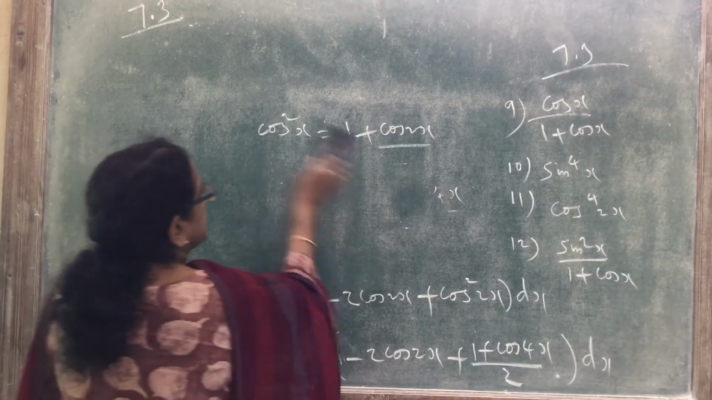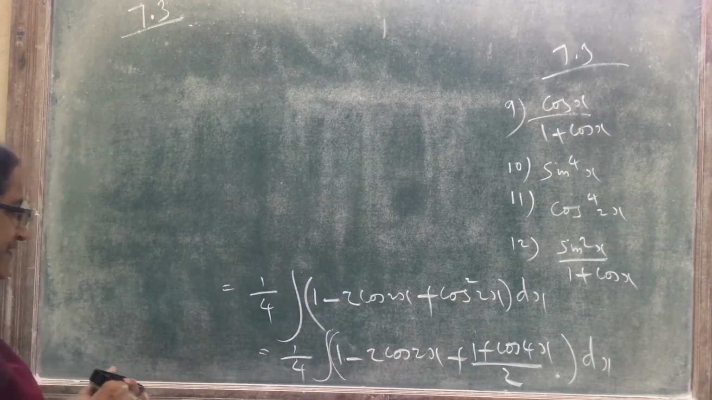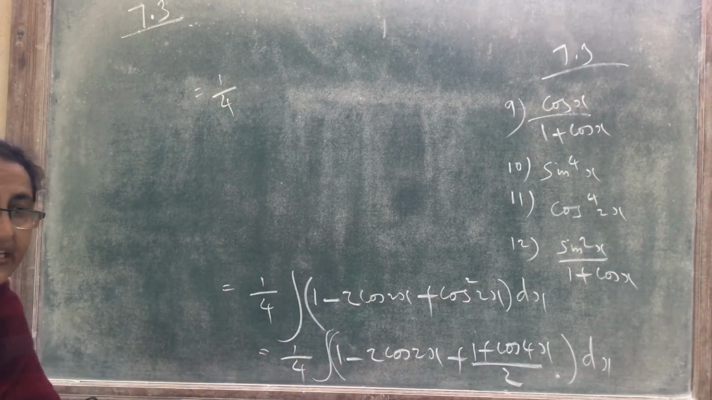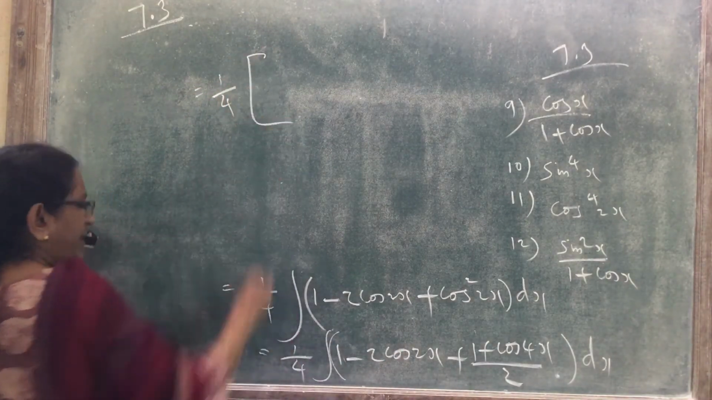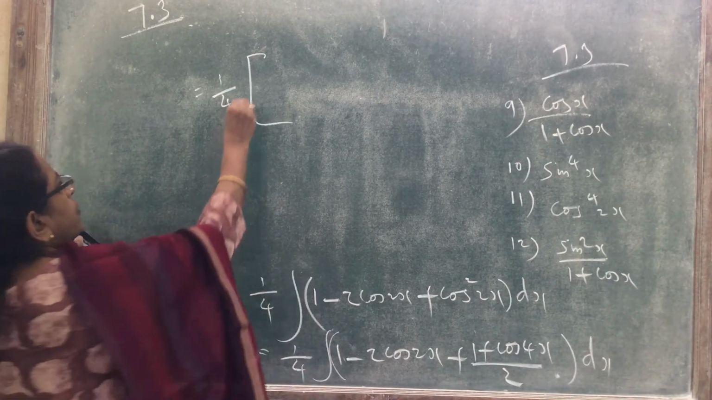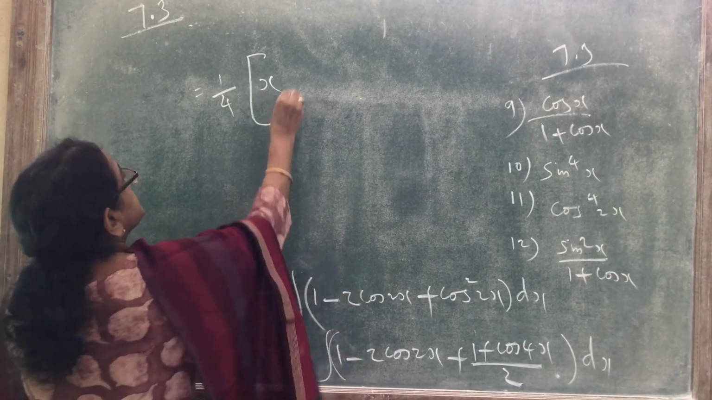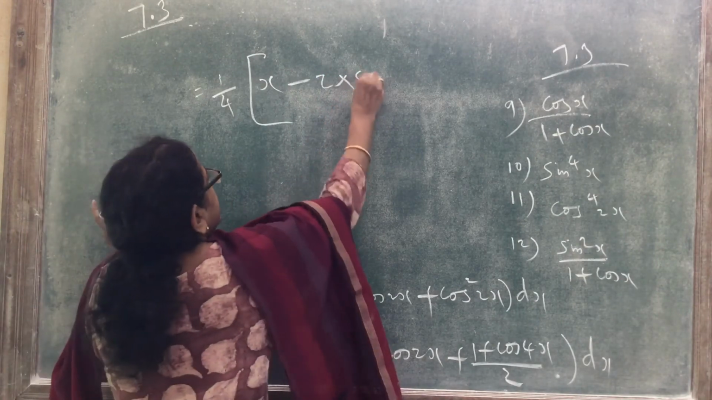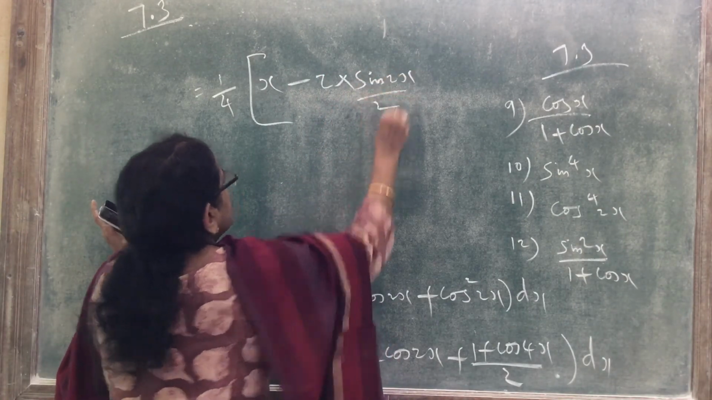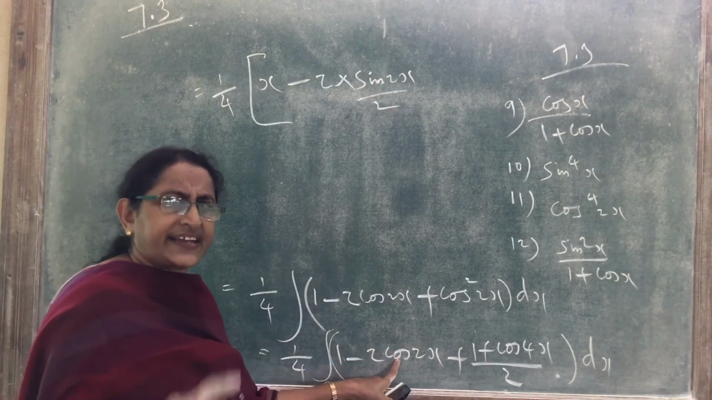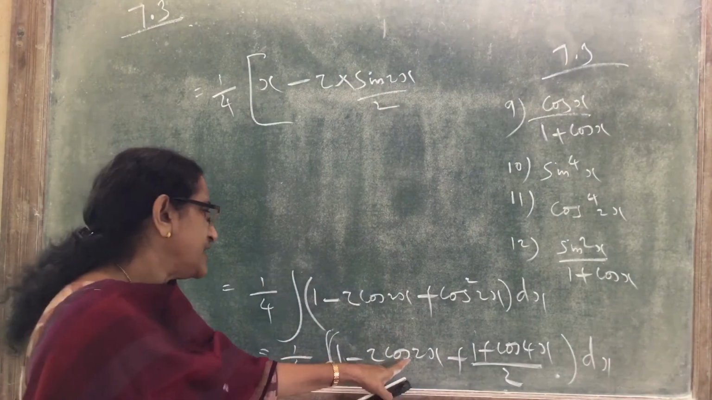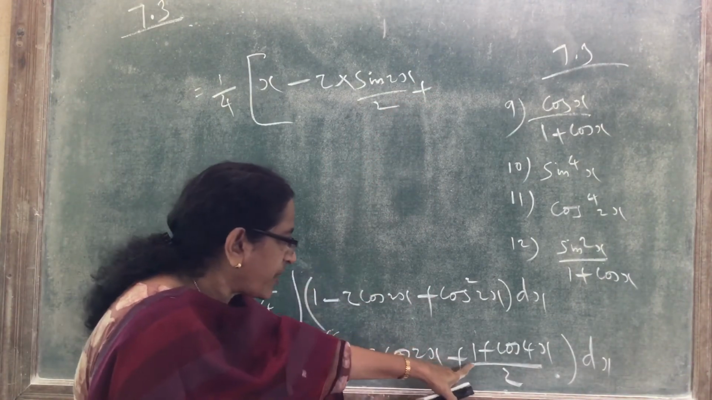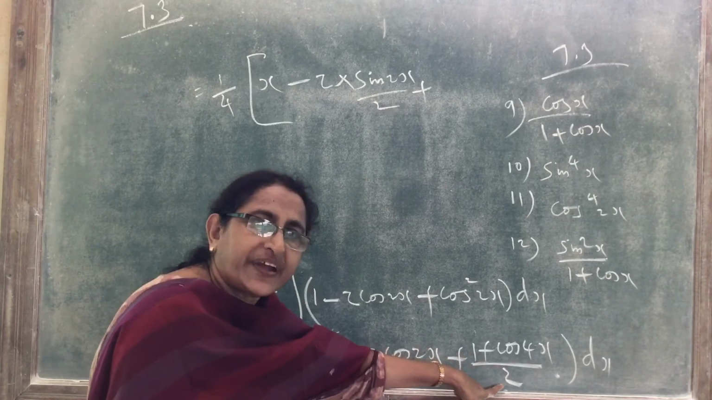So now we are going to integrate. That is equal to 1 by 4 into, each term we are going to integrate. What is the integral of 1? x, minus 2 into the integral of cos 2x, which is sin 2x divided by 2. The integral of cos x is sin x, so the integral of cos 2x is sin 2x by 2. Plus, in the next two terms, 1 by 2 is common.